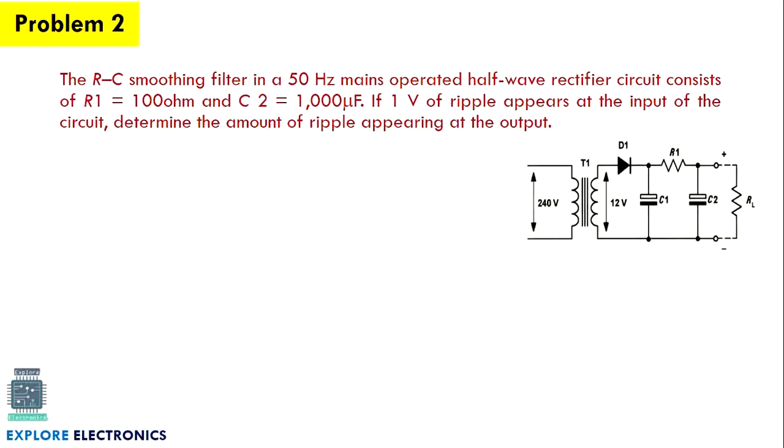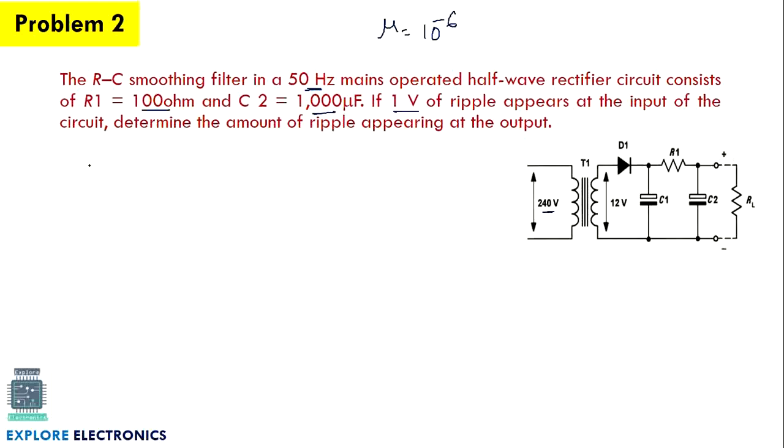The second problem is on RC smoothing filter, where the input is taken as 240 volts with 50 hertz, operated with a half wave rectifier. It is connected here and consists of R1 equal to 100 ohm, C2 equal to 1000 microfarad. Micro means 10 raised to minus 6. If 1 volt of ripple appears at the input side of the circuit, determine the amount of ripple appearing at the output. You need to find out what is the amount of ripple present in the output.